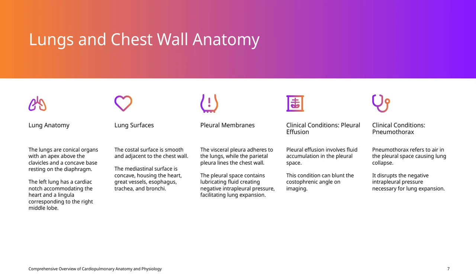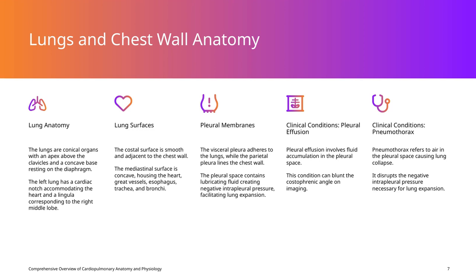Let's take a closer look at the anatomy and physiology of the cardiopulmonary system. The lungs are conical organs, with an apex that extends above the clavicles and a concave base that rests on the diaphragm. The left lung has a unique feature called the cardiac notch, which makes space for the heart, and it also has a lingula, which corresponds to the right middle lobe.